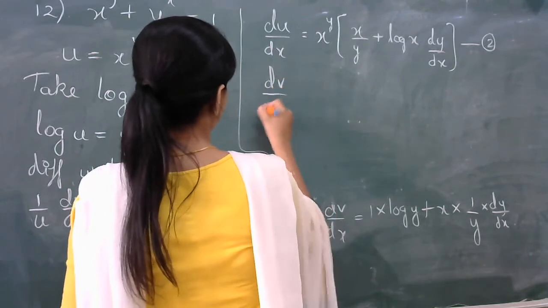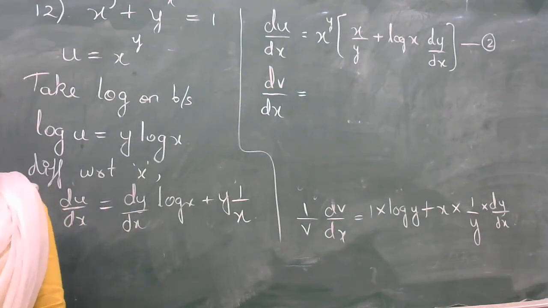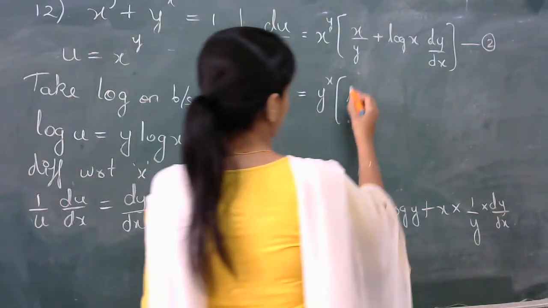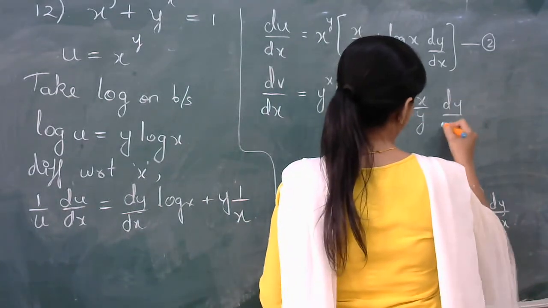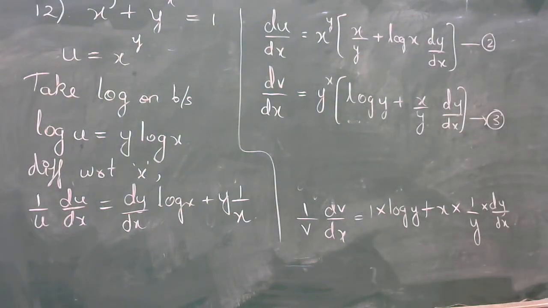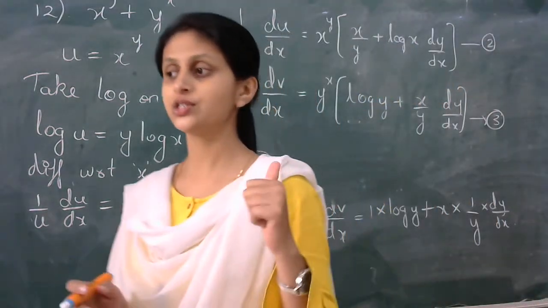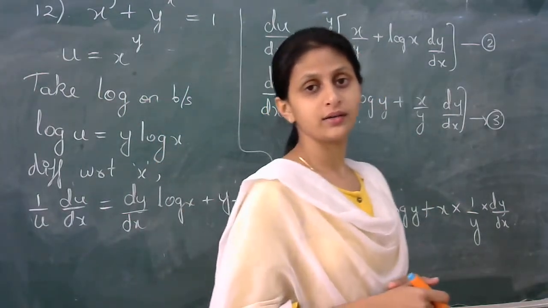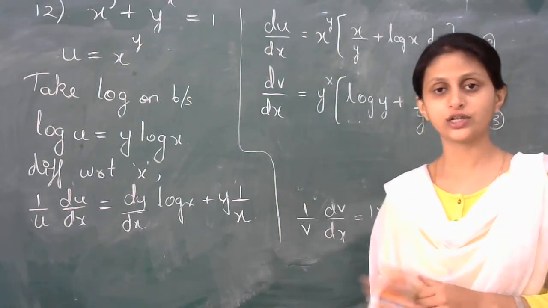dv by dx would be equal to, this v will go on the other side. What is v? It is nothing but y to the power x into log y plus x by y into dy by dx. Call this as equation 3. So you got both the values du by dx as well as dv by dx. So substitute equation 1, equation 2 and equation 3 in equation 1, and thus solve for dy by dx. You will get the answer. I hope you can do that, students.